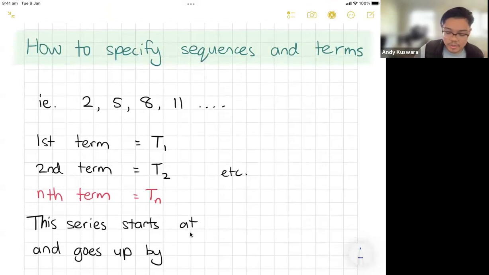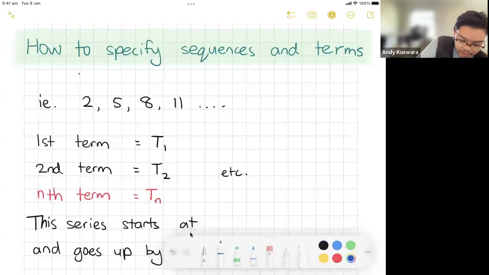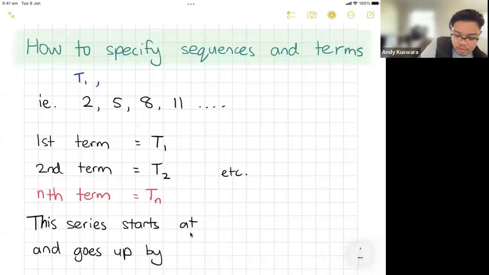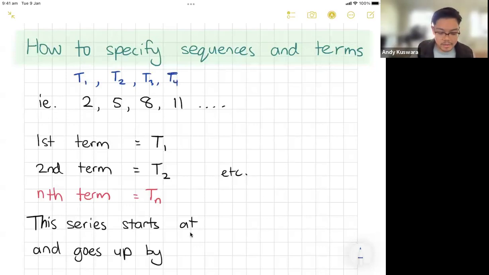Now, just a couple of things. The main thing to note with this topic is the way that we talk about our terms, or the notation. We'll say our first term is T with a subscript 1. So you can see that down there. In this particular case, your T1 is represented by 2, your T2 is represented by 5, your T3, T4, all the way. Now, that's first term, second term, third term.